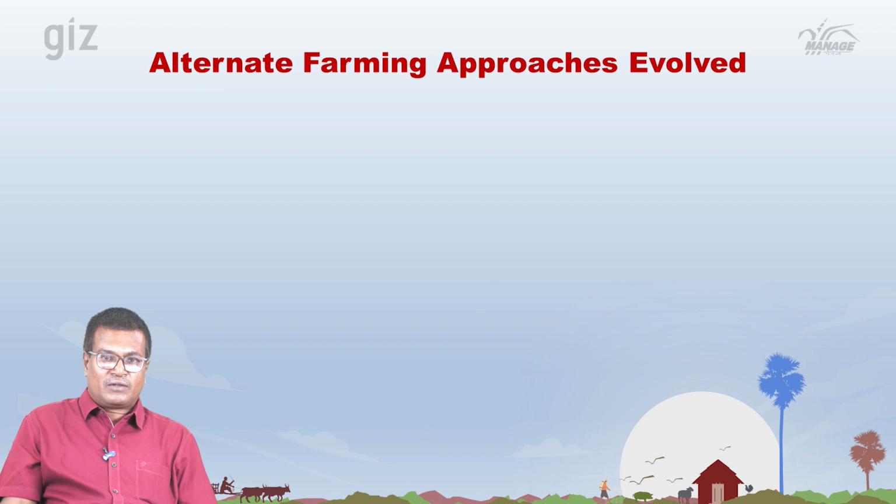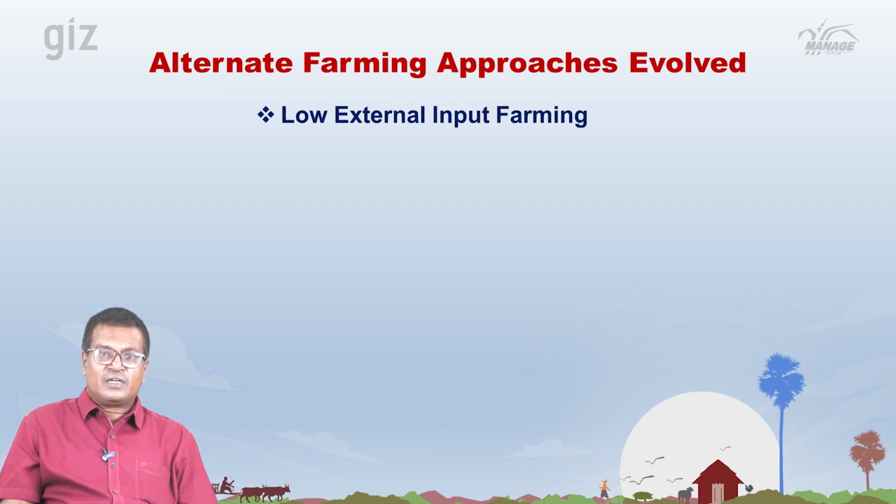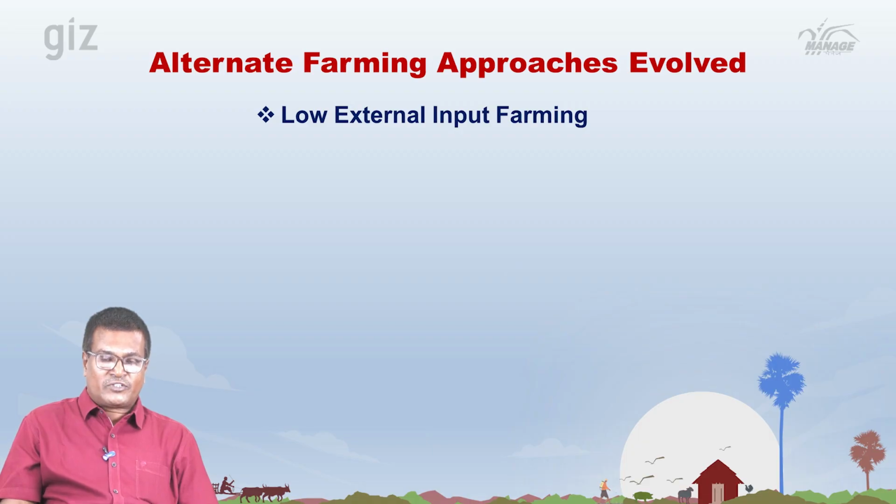They are like low external input farming, where the inputs purchased from outside were reduced, and mostly on-farm and locally available inputs were integrated into the farming. One more is sustainable agriculture. Some people were thinking that we should make agriculture sustainable, so that in future also agriculture can be a dependable occupation. With this intention, they integrated whatever local resources they had, and made use of them, along with sparing use of chemical inputs purchased from the market.